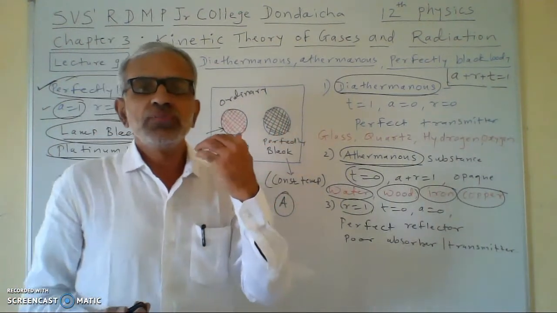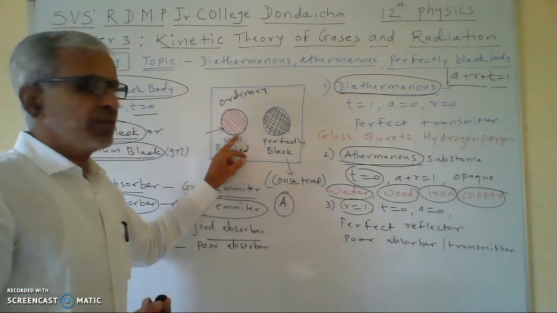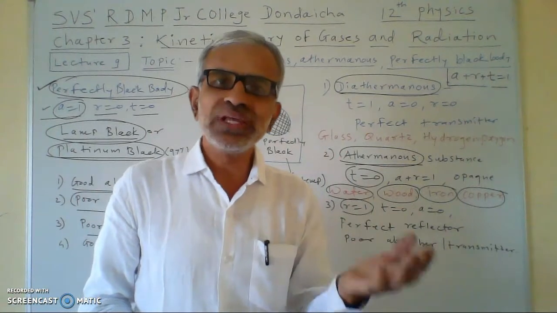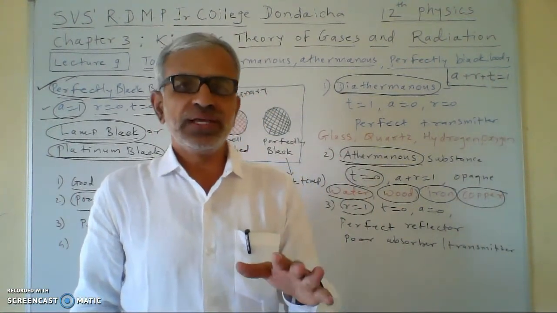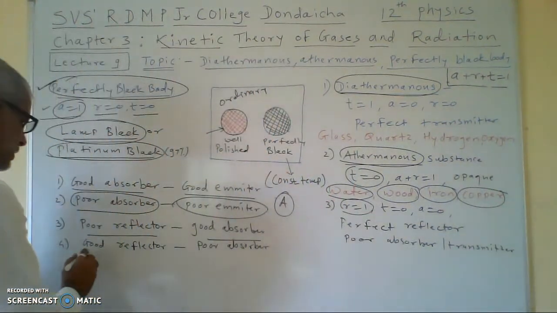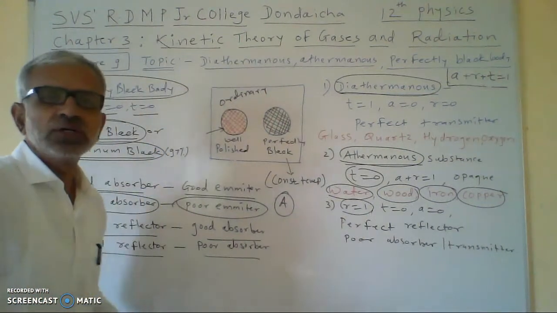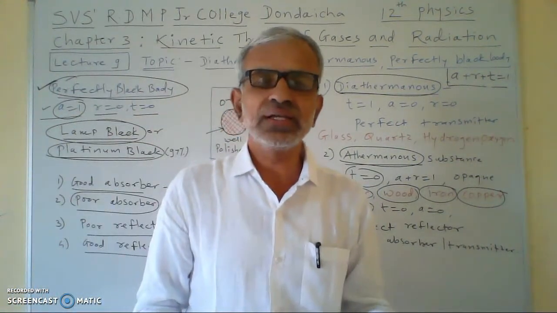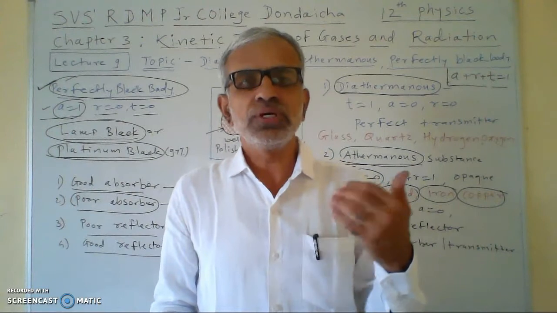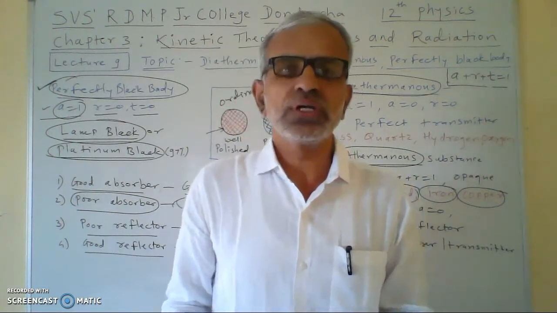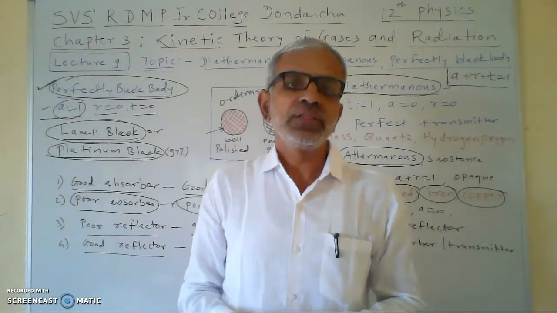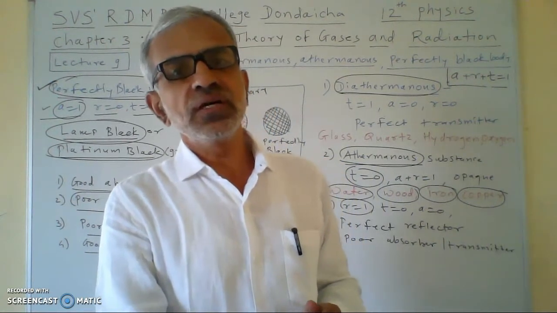And if the body is a well polished body, then it is a poor absorber and a good reflector. So a good reflector is a poor absorber. If a body is a good absorber, it is a poor reflector, and if a body is a good reflector, it is a poor absorber. So this point will be clear.